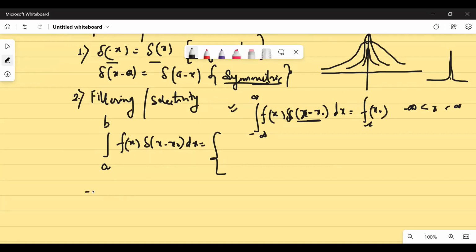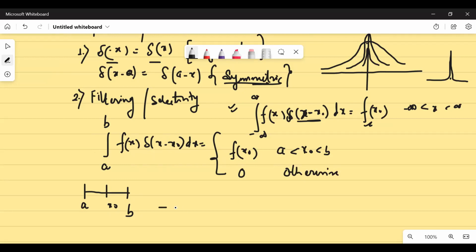So for example, if between a and b somewhere your x naught lies, not exactly midway, but anywhere between, then it makes sense. It will give you f of x naught as the answer, because within the limits of integration, if your x naught lies, then the answer would come as f of x naught. Otherwise, it would be 0.